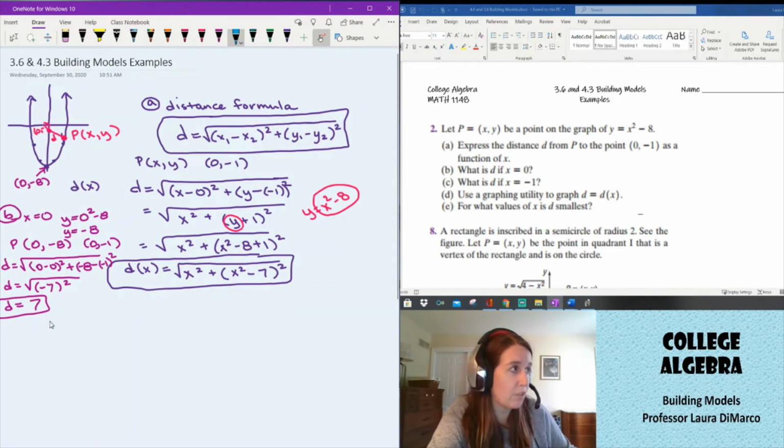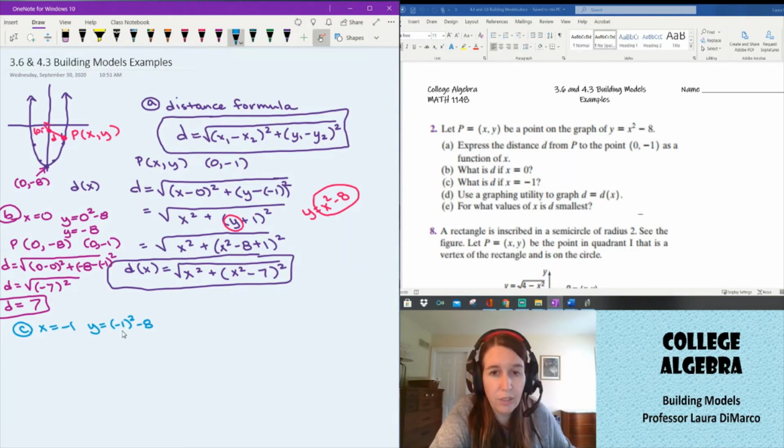Now, of course, it's going to get a little more complicated because in part C, they say, what is d if x is equal to -1? Well, if x is equal to -1, we'll do the same thing. We'll find out what y is. So y equals x squared minus 8. So that's (-1) squared minus 8. Notice I did put that -1 in parentheses. I want to square the whole x. So y is equal to 1 minus 8, -7. So now our point P is (-1, -7).